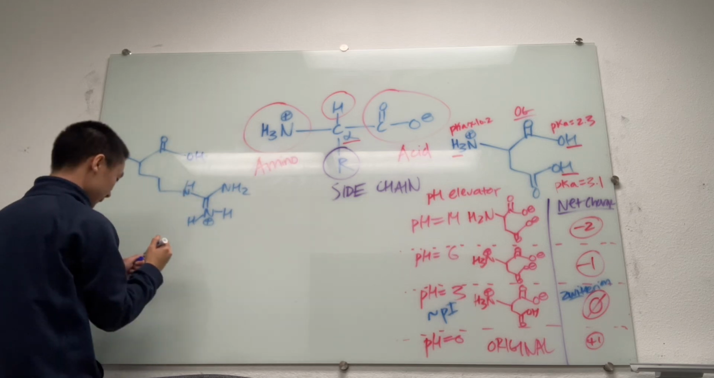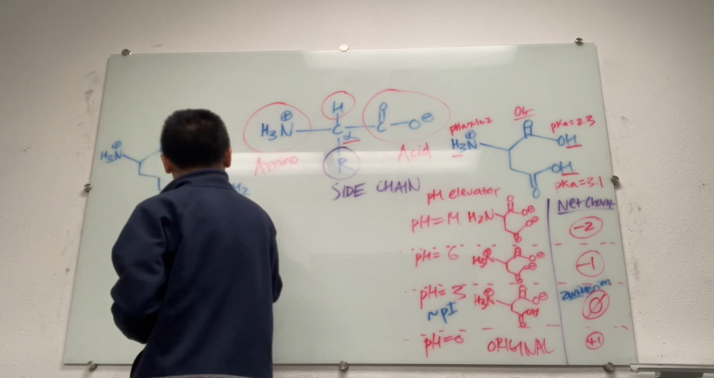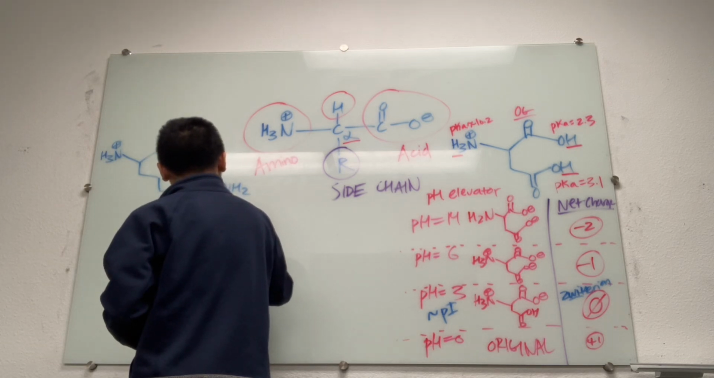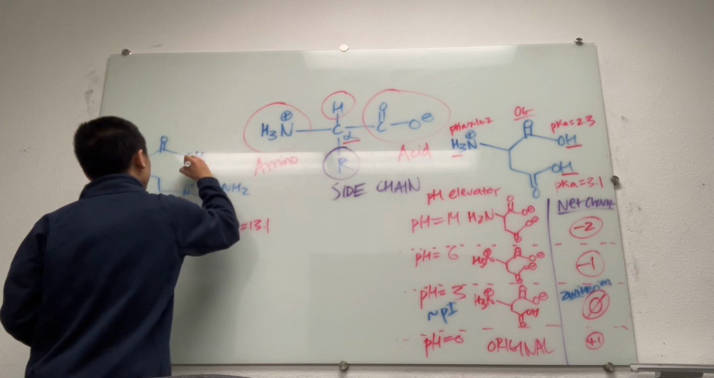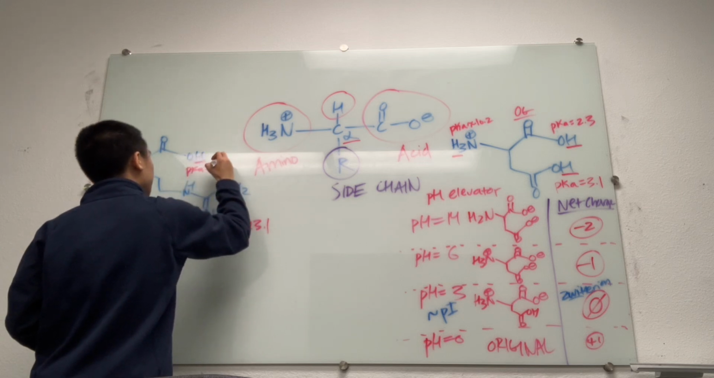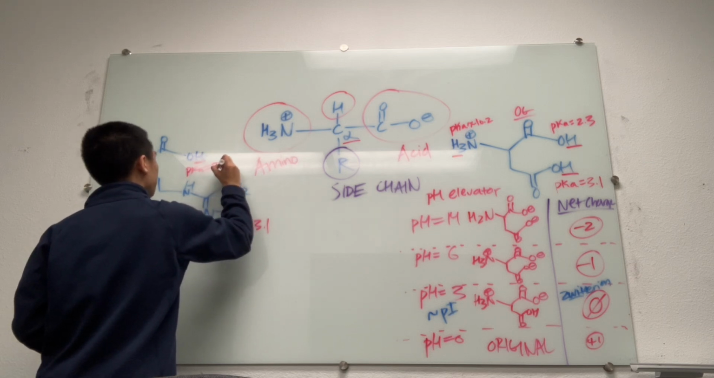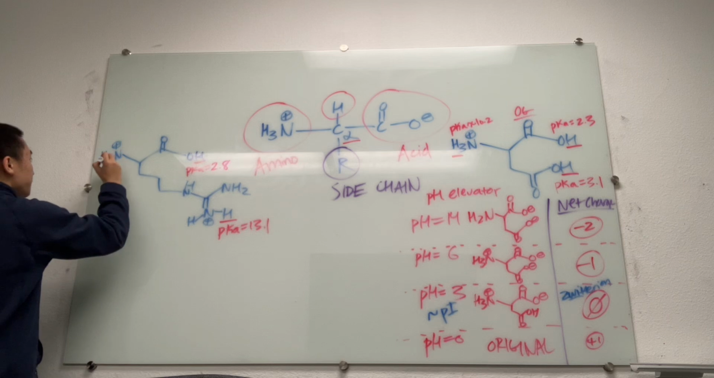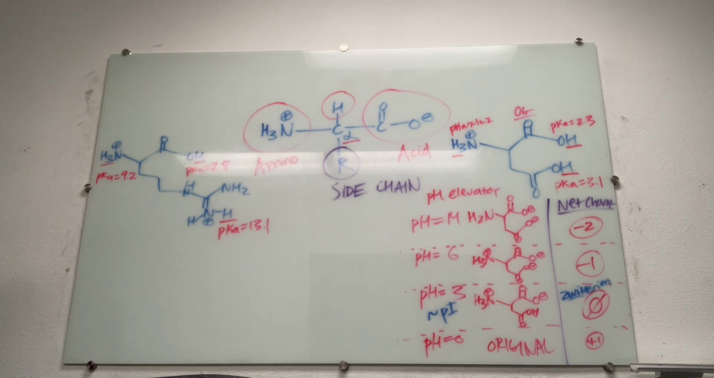Arginine. The pKa for the R group is going to be 13.1. The pKa for the carboxylic acid is going to be 2.8. The pKa for the amino group is going to be 9.2.